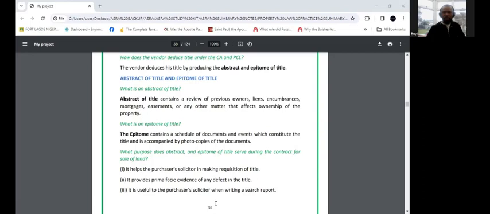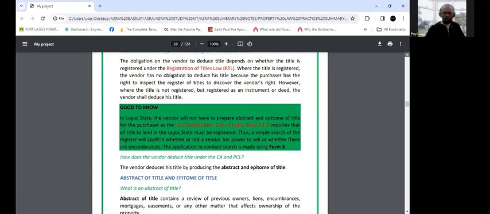And then in the epitome of title, what you have is now a schedule of those documents that constitutes the title to the land. So for instance, if in the abstract it has said that in 1995, a mortgage was created in favor of Zenith Bank PLC, then in the epitome of title, you would have their deed of mortgage in favor of Zenith Bank PLC there as one of the things listed. And then you would have a photocopy of that document attached in the epitome. So with these two instruments, the vendor deduces his title, so the purchaser is assured that the vendor has good title to the land.